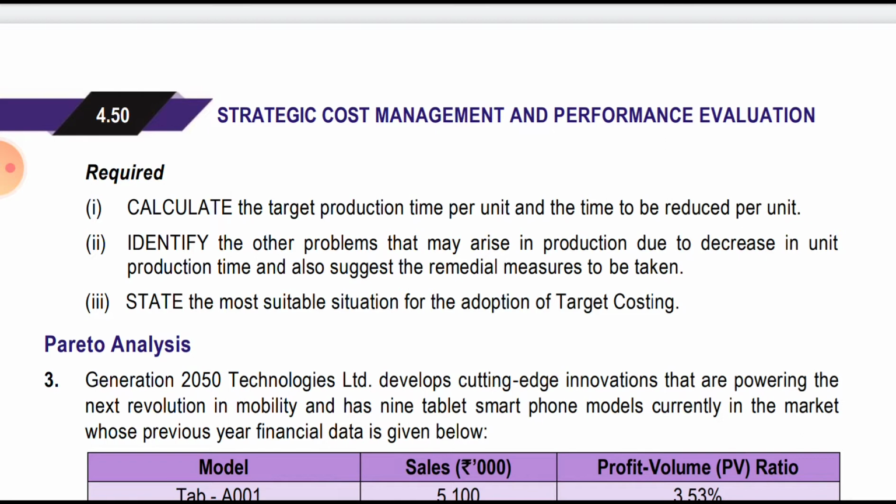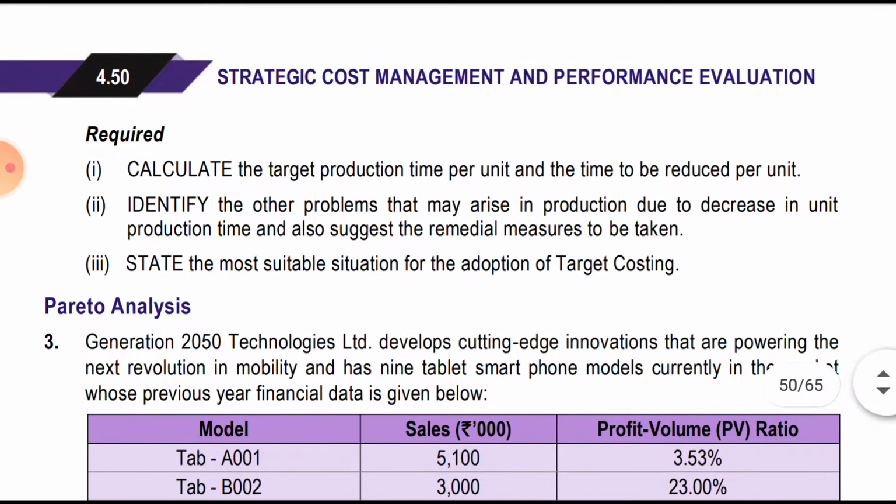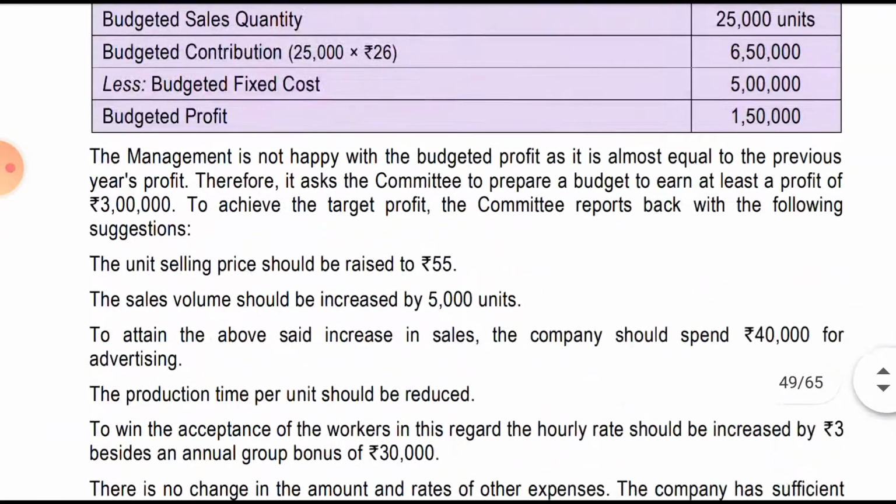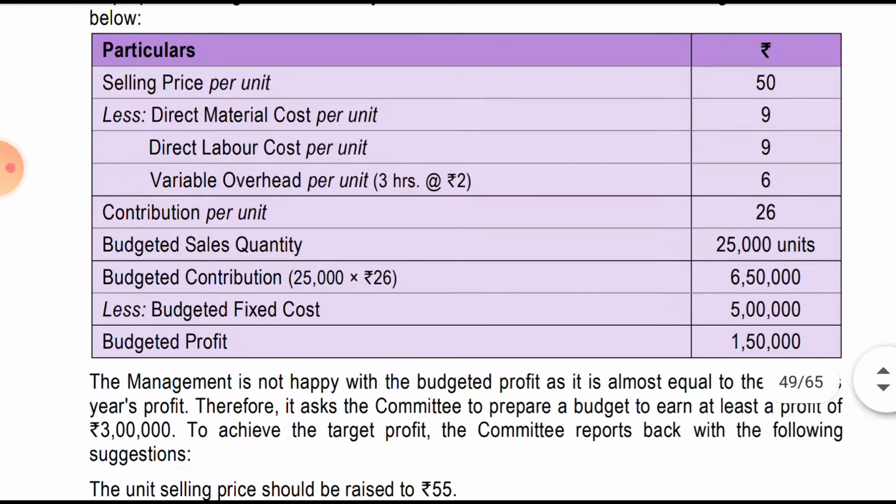Then state the most suitable situation for the adoption of target costing. So which would be the suitable situation for adopting target costing. We will proceed with the answer. First we have to calculate the time. We will first discuss how the calculation would be done and then see the answer. We have to reverse calculate the entire thing. That is, first we will write the selling price, that is 50.